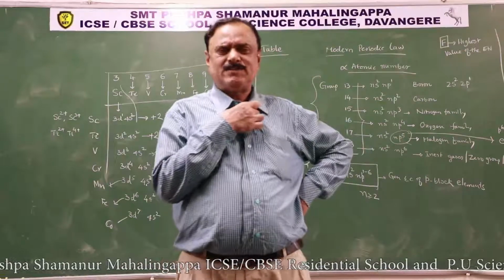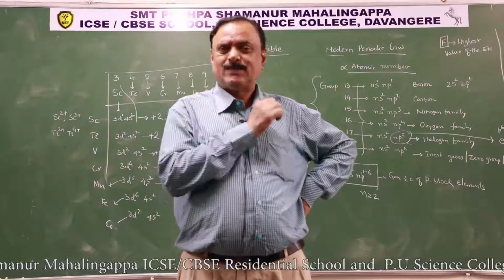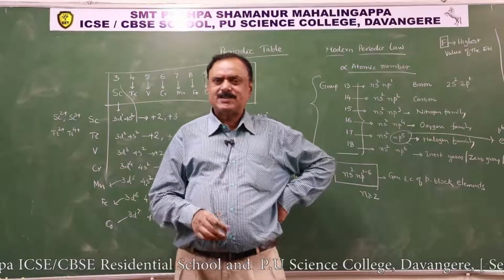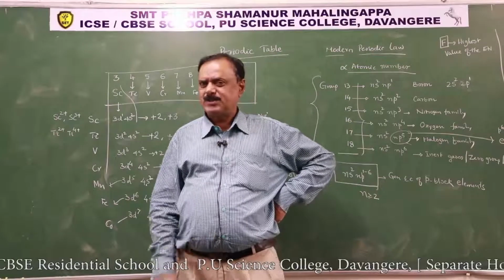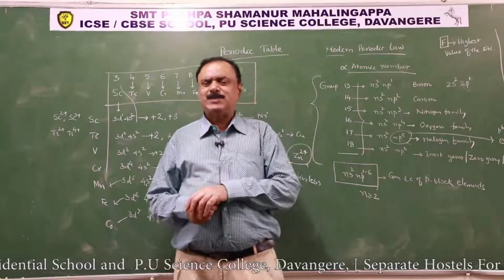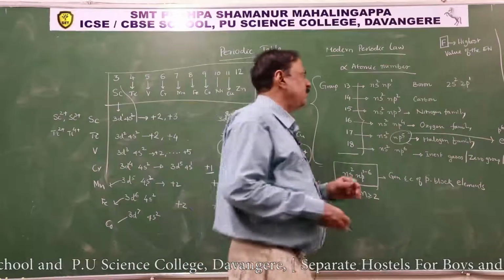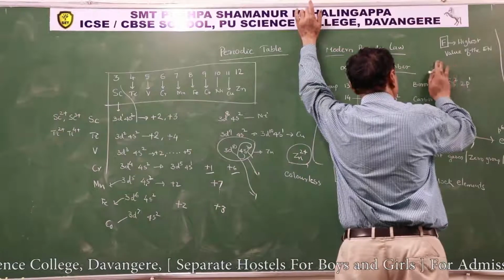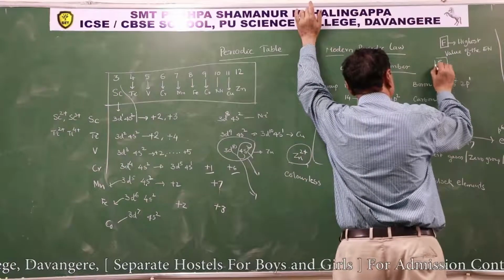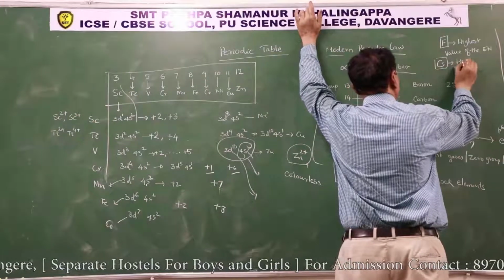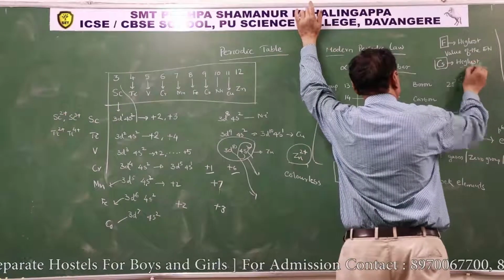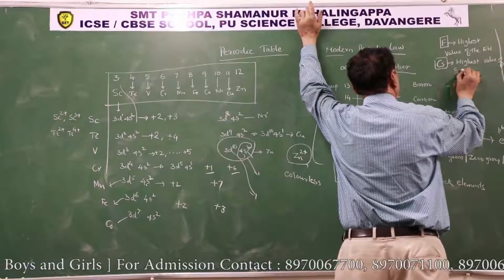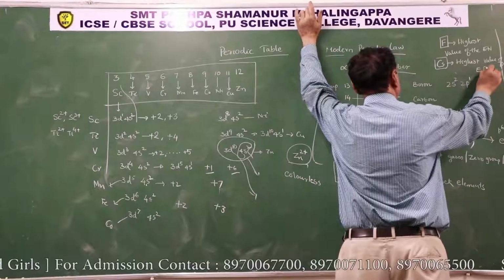That is cesium. Down the group, the electropositive nature further increases. That is why cesium possesses the highest value of electropositivity. Very important: cesium, highest value of electropositivity.